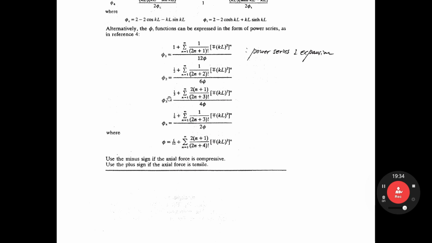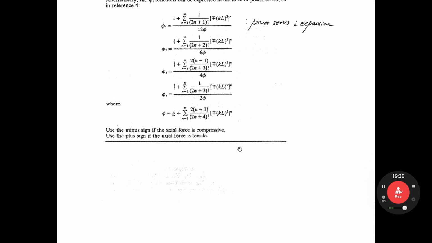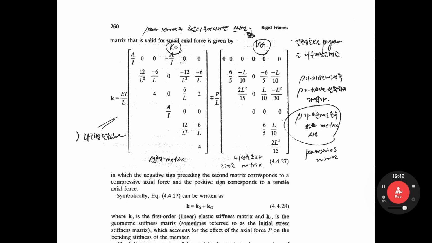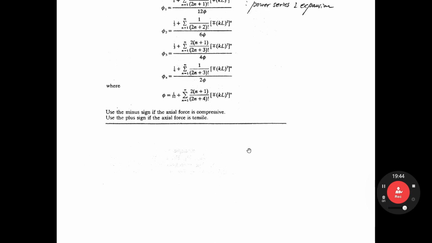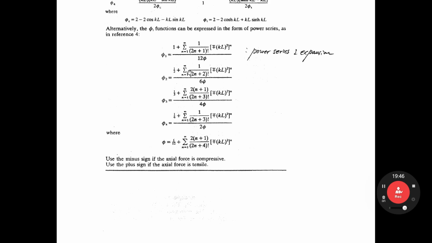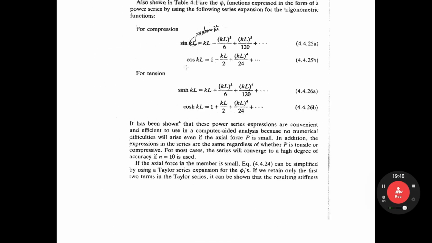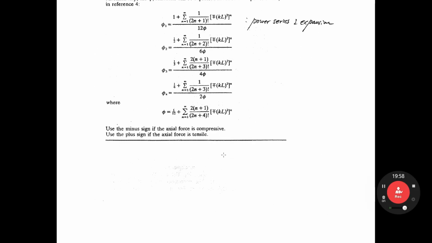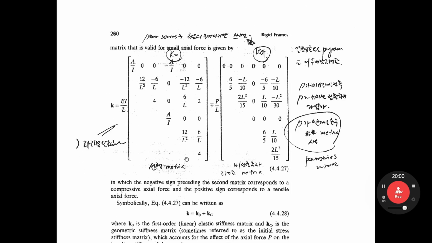As you see, this series has infinite terms. So we take just two terms, the first term and the second term, from this power series expansion. This expansion must be applied to this equation, and then you take just the first two terms. You have this one and this one, first term, second term. This first term is called the linear stiffness matrix. If you ignore geometric nonlinearity, then you can just use this matrix.